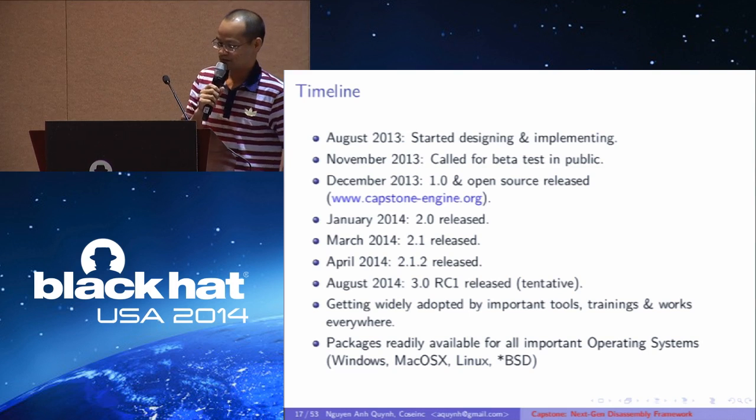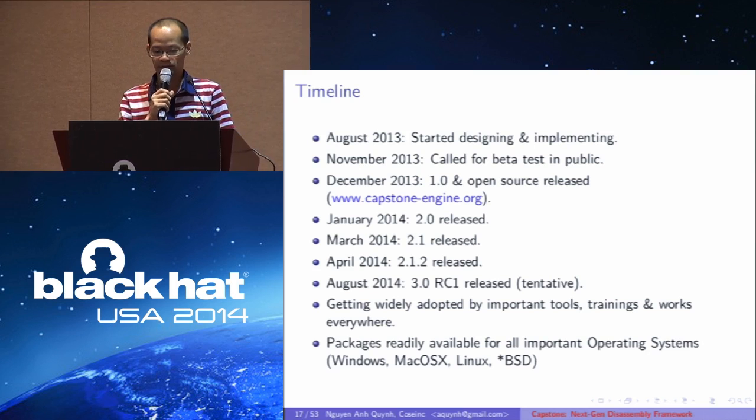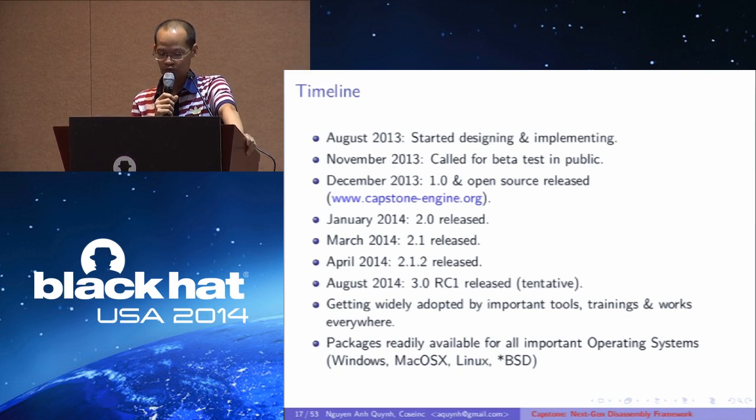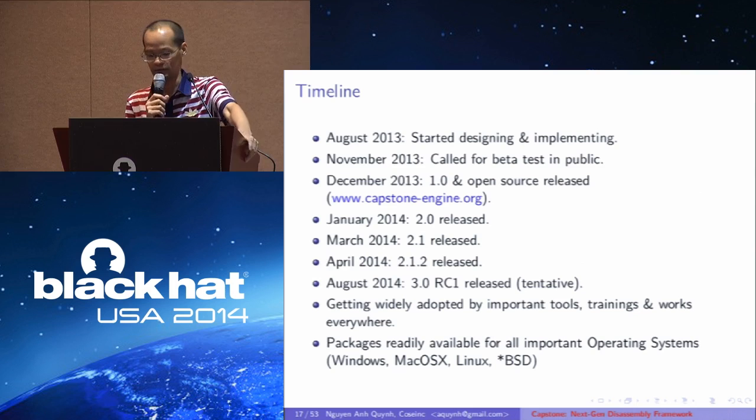So here's the timeline. I started to design and implement Capstone last August, and 3 months later, we called for beta test in public. And in December, we released the first version, 1.0, on the website. 1 month after that, we released 2.0. And the latest version, 2.1.2, was released in April this year. And the plan is to release the 3.0 version this month after I come back from Black Hat.